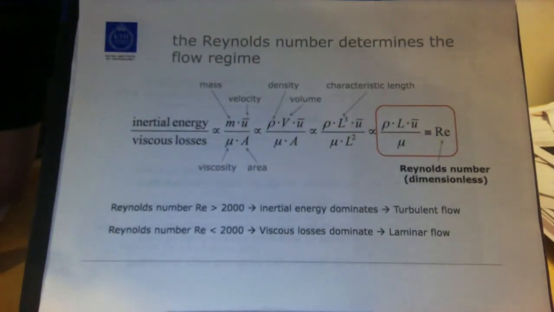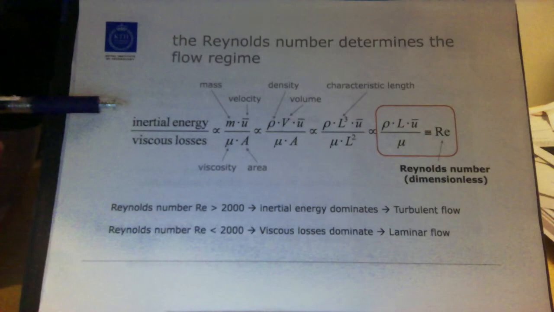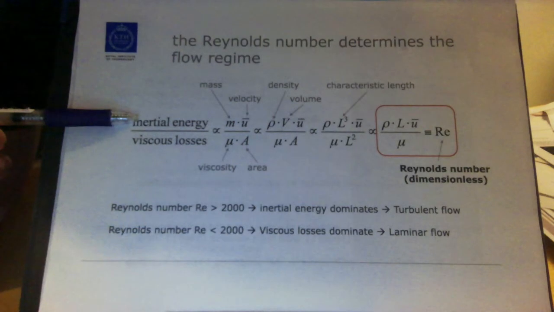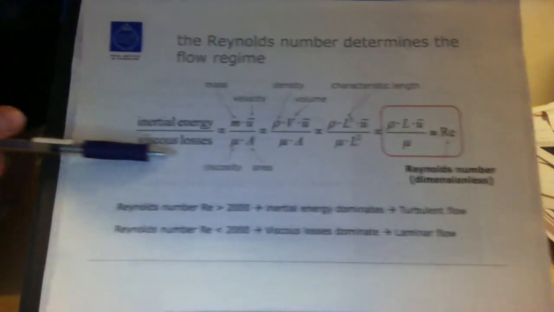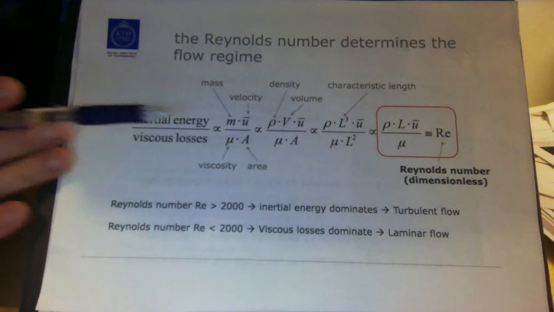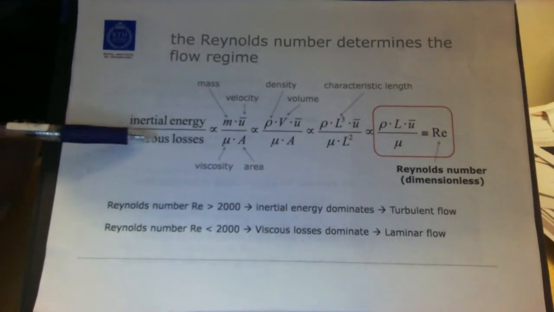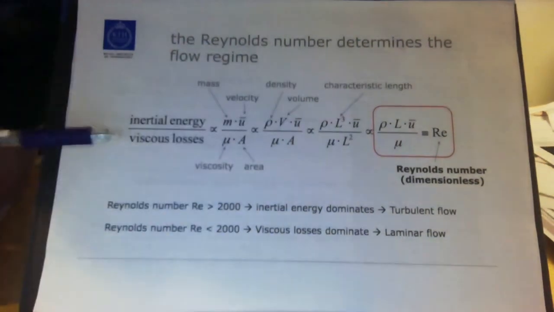A high Reynolds number will mean that I have a lot of inertial energy losses compared to viscous losses. That means a high Reynolds number will mean that I have a turbulent flow. A low Reynolds number will mean that I have a lot of viscous losses but only few inertial losses, so viscous losses are going to dominate. So a low Reynolds number means laminar flow with viscous losses dominating.